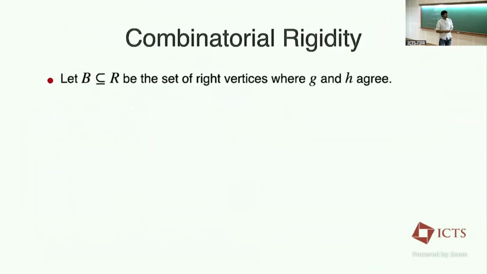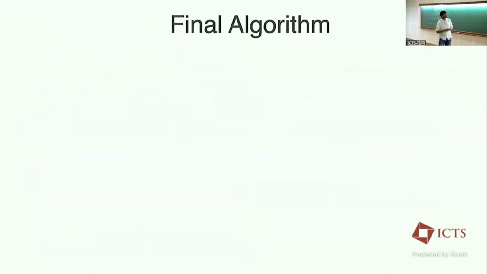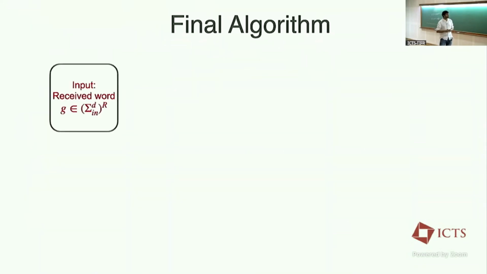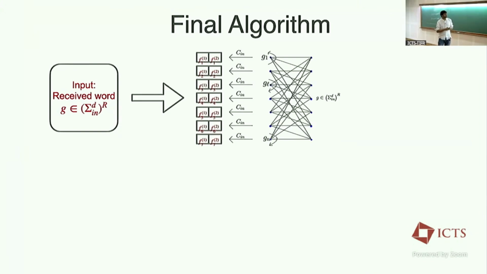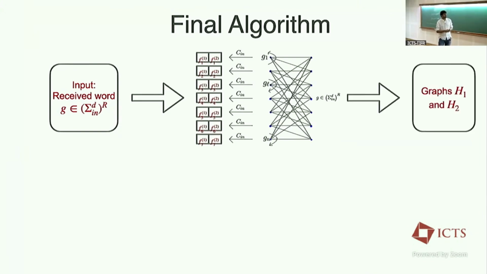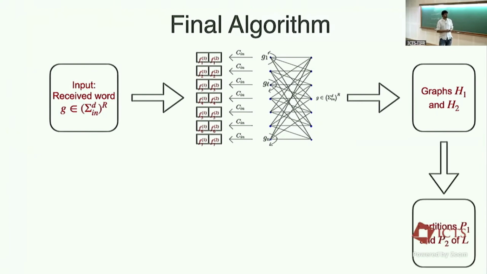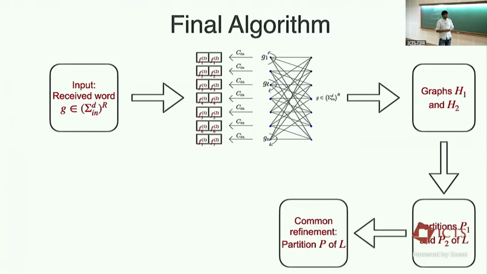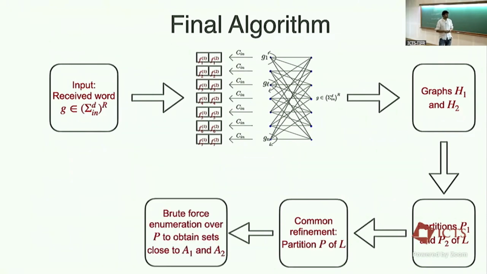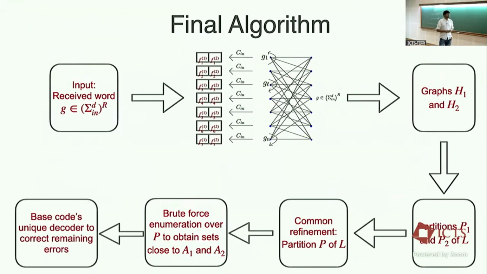I'm going to skip talking about this and just focus on the final algorithm that we get out of this. You get an input received word, construct these local lists, construct the two graphs H1 and H2 by deleting edges if there is inconsistency. Take partitions P1, P2 of the subgraphs of the expander, take their common refinement, and then just brute force enumeration over everything in the partitions that we see. What we'll get is something very close to A1 and A2. And then the base code unique decoder will do the rest of the job.